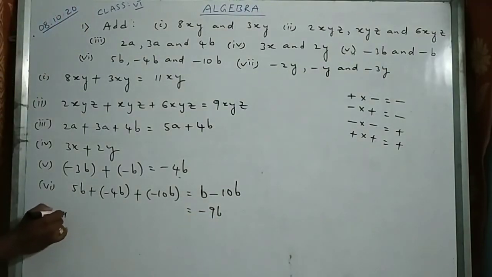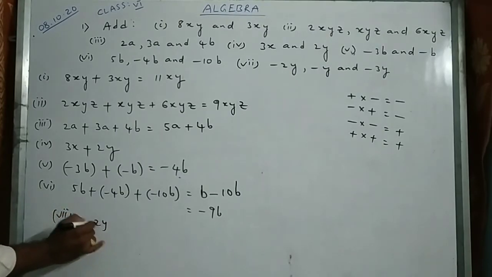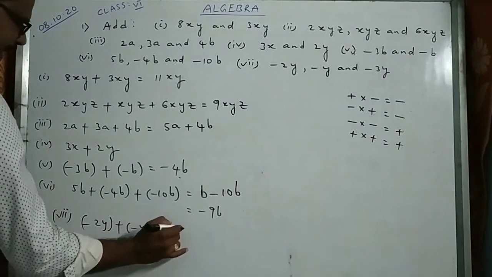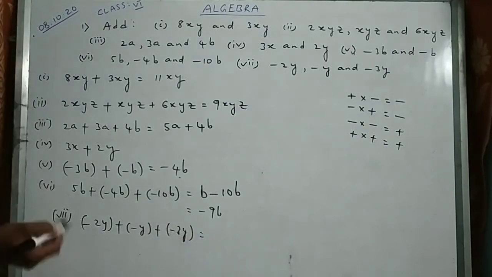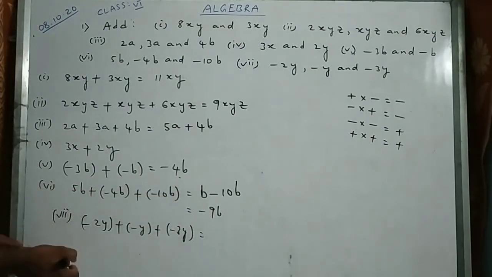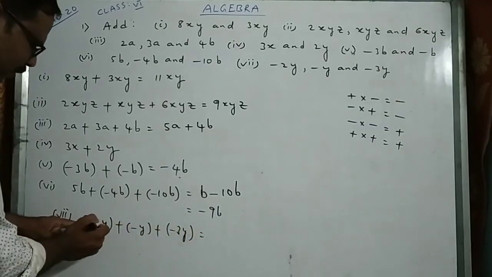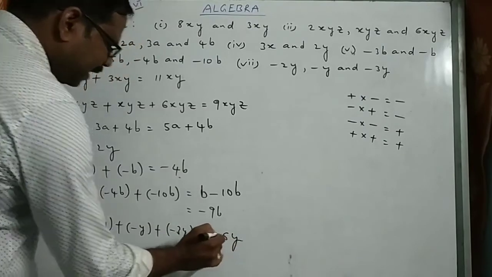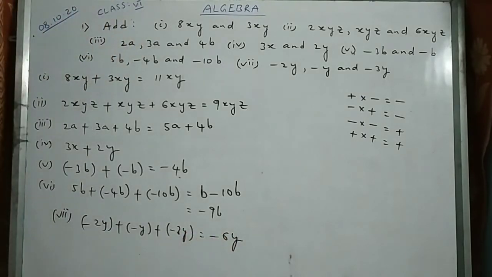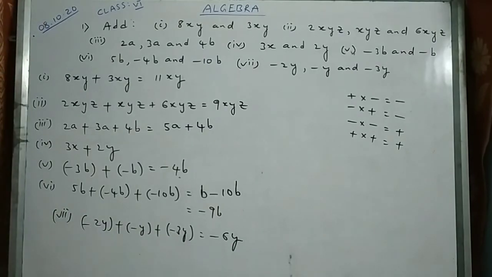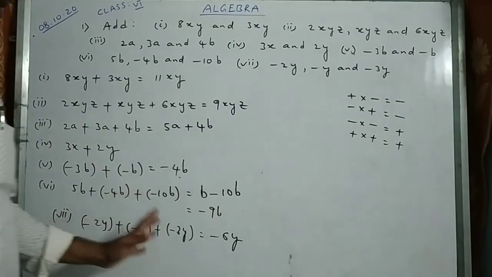So seventh one. Minus 2y plus minus y plus minus 3y. All are negatives only, no? Add and write the same symbol. They are like terms, y. We can simplify. All are negatives. So 2y plus 1y, 3y, 3y plus 3y, 6y. All are negative. So write negative. Since all are negatives, add and write the negative symbol. Is that clear? It's a very important concept.